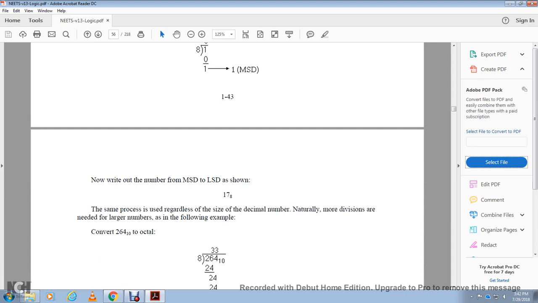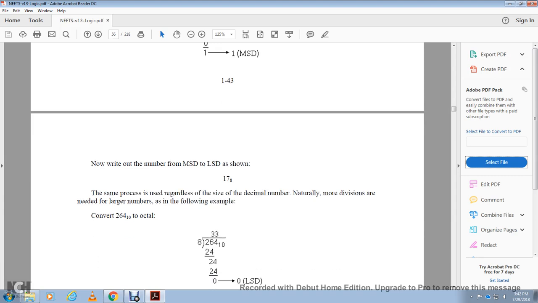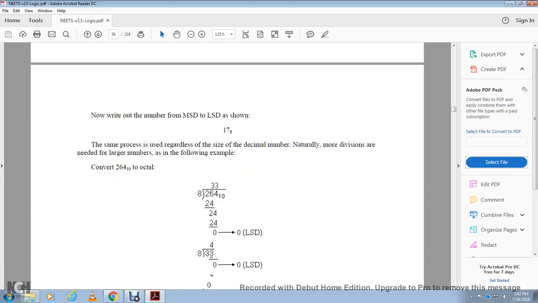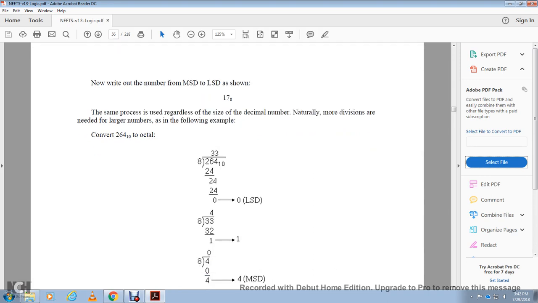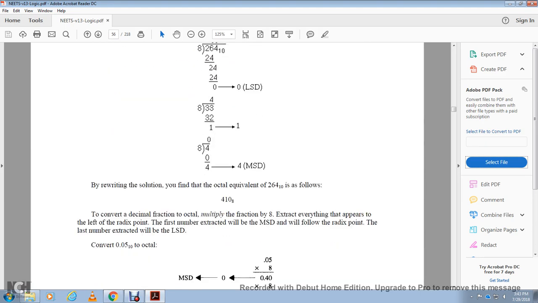The following example: 264 decimal to octal. 264 divided by 8 is 33, and 264 minus 264 is 0, the least significant digit. Then you take 33 divided by 8, which gives you 4, with a remainder of 1, the next significant digit. Then 4 divided by 8 is 0 with remainder 4, the most significant digit. By rewriting the solution, we find that the octal equivalent is 410.